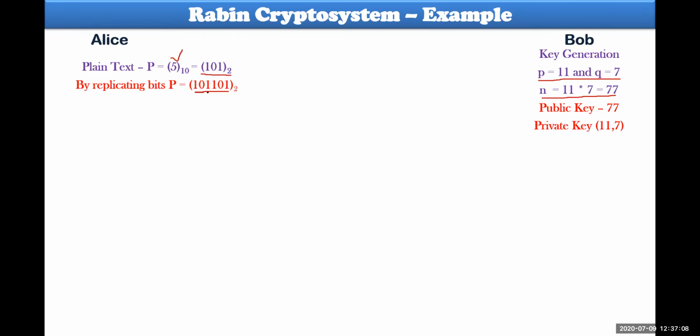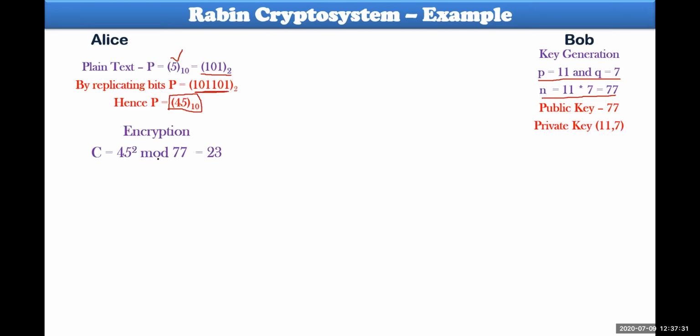So appended side by side, which leads you to 45. Now the plain text will be 45. Initially it was considered as 5, but right now, because of this replication, 45 will be the plain text. Based on this, she has prepared the encryption something like this.